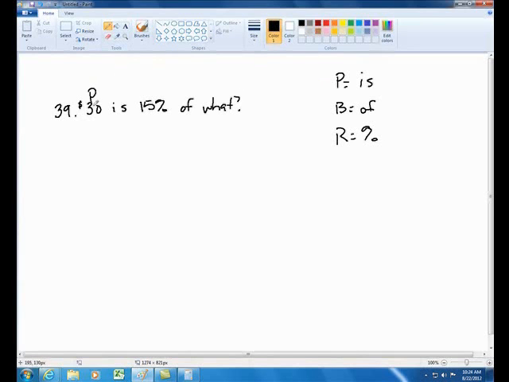My is, my P. This one has a rate with it, so it's going to be my R. And my of is my base. So base is what I don't know. My formula, P equals B times R. Now I fill in the blanks. 30 equals my base, I do not know, so I'm going to put B, and my rate is 15%.